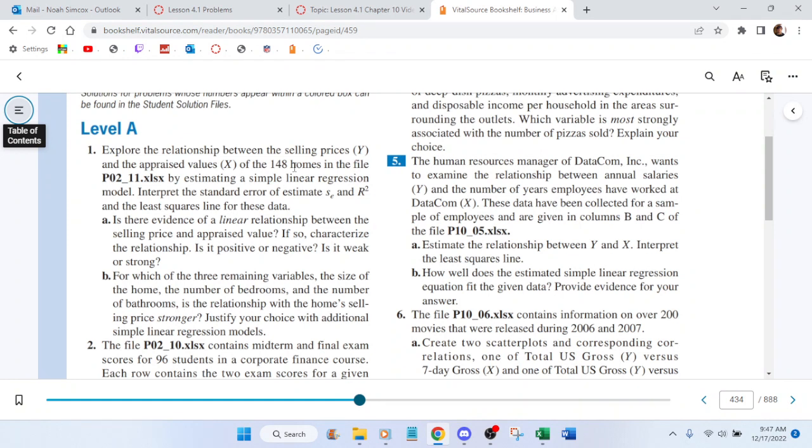Is it positive or negative? Is it weak or strong? For which of the three remaining variables, the size, number of bedrooms, number of bathrooms, is the relationship with the home selling price strong or justified?